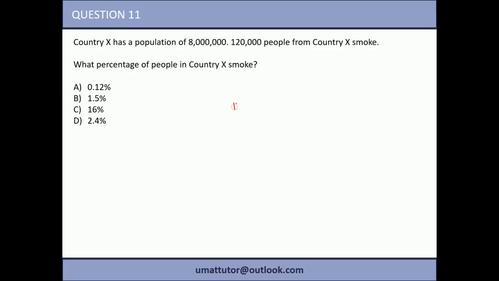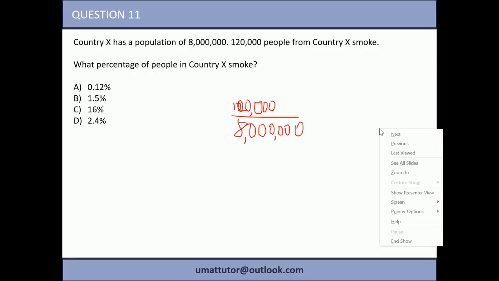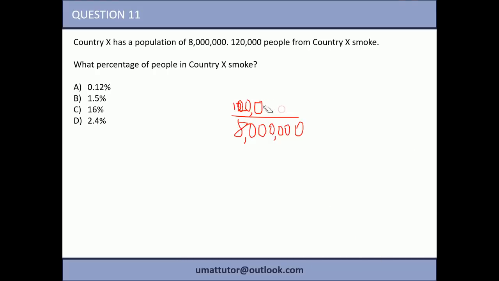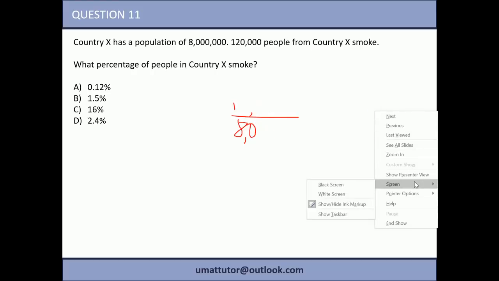So if we've got 120,000 people out of a total of 8 million, I would probably begin just by simplifying that. Again, make sure all the zeros are correct. I would simplify that by turning this 2 into just a 0, just to make it a bit easier. And then we'll cancel out the zeros from here. So we can cancel out 1, 2, 3, 4, 5, and then again on the bottom, 1, 2, 3, 4, 5. And so you get down to basically 1 in every 80 people are smoking, just like that.